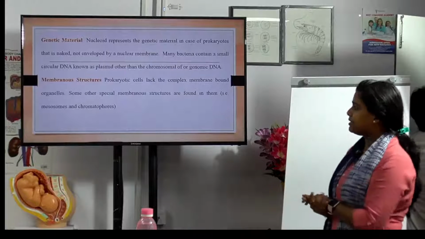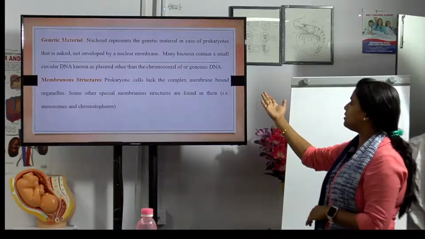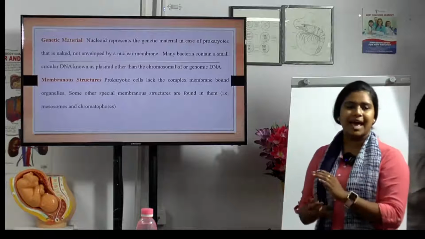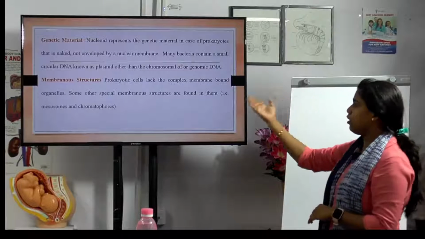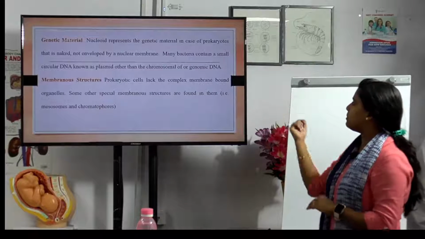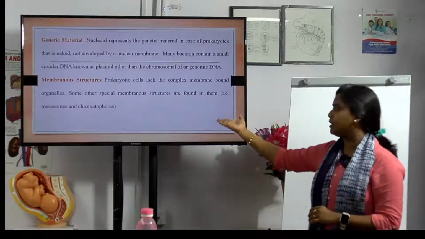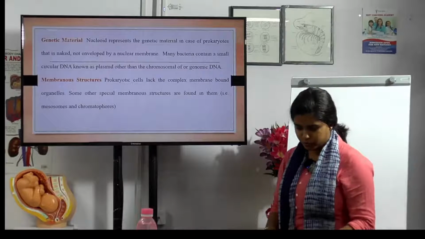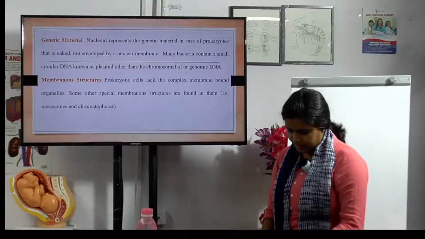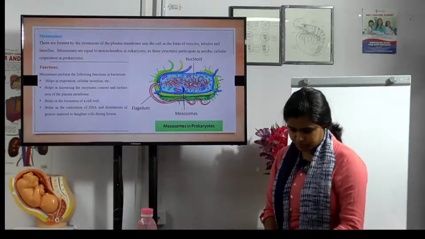Another is membrane structure. What does that mean? Prokaryotic cells lack complex membrane-bound organelles, and some special membrane structures are found in them, like mesosomes and chromatophores. Okay, next we will see about mesosomes.